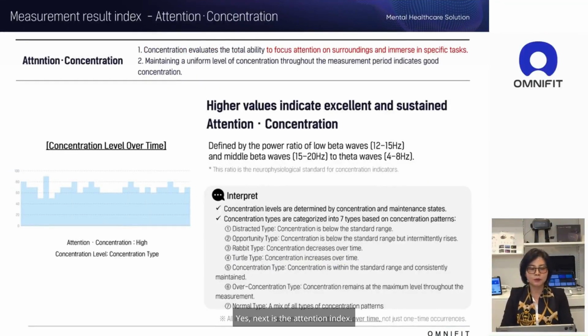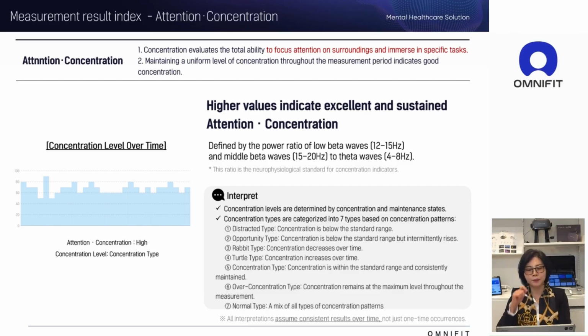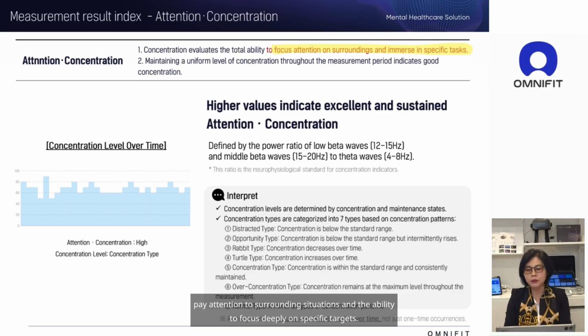Yes, next is the attention index. We create the attention index using the value of low beta plus mid beta divided by theta. That's how we derive it. This kind of concentration index can be used to evaluate overall attention ability, including the capacity to pay attention to surrounding situations and the ability to focus deeply on specific targets. So, as with the attention index, the higher it is, the better, and maintaining it at an optimal level is the most ideal.